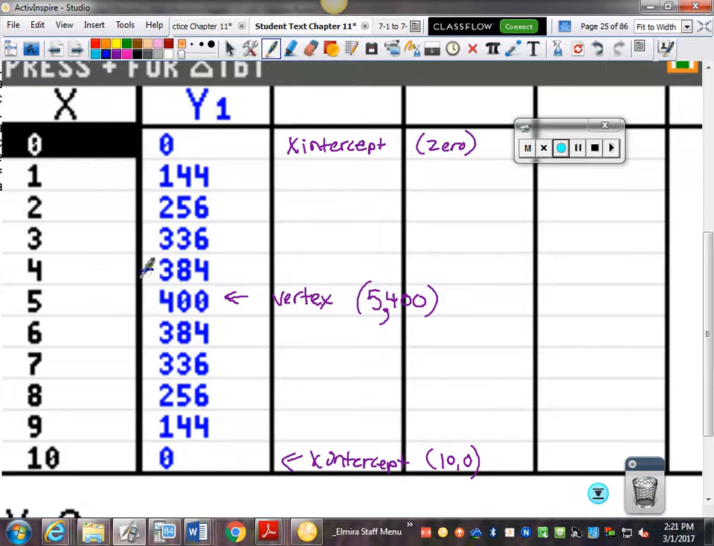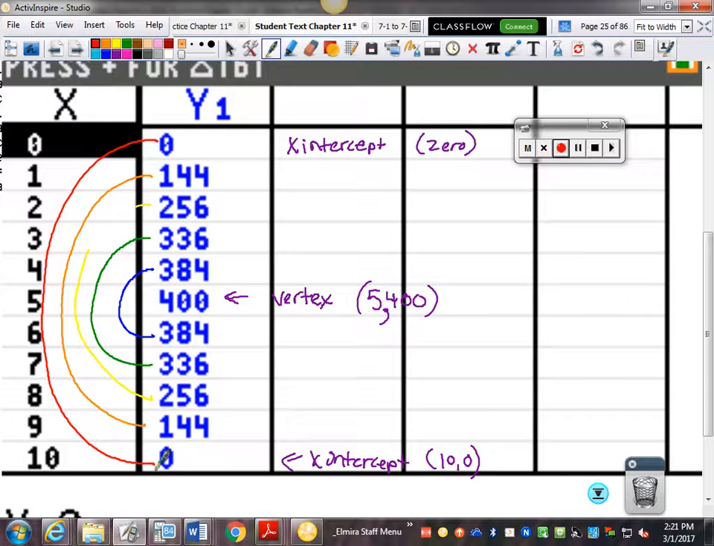Notice how I have 384 above and 384 beneath. 336, 336. 256, 256. 144, 144. And 0 and 0. When your y values in your table do that, then it is safe to say that the highest or lowest y value is your vertex, your maximum or minimum. But it does not always happen. Let me show you.